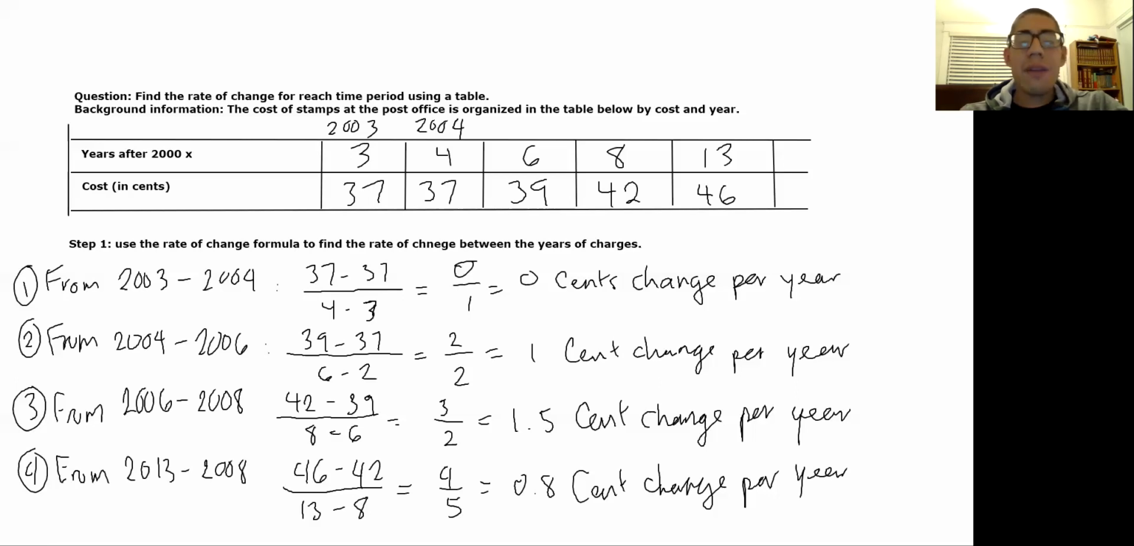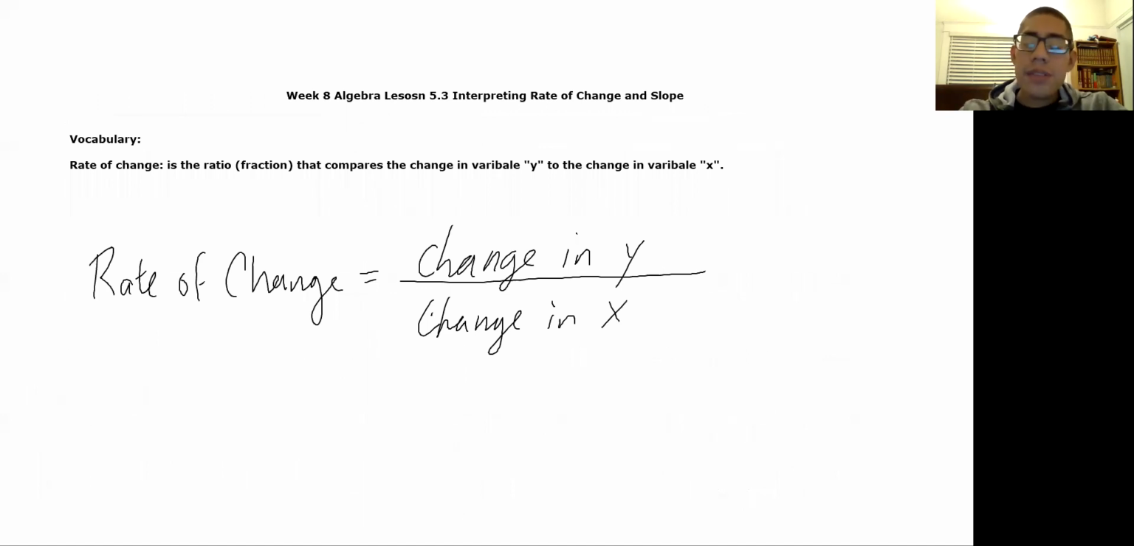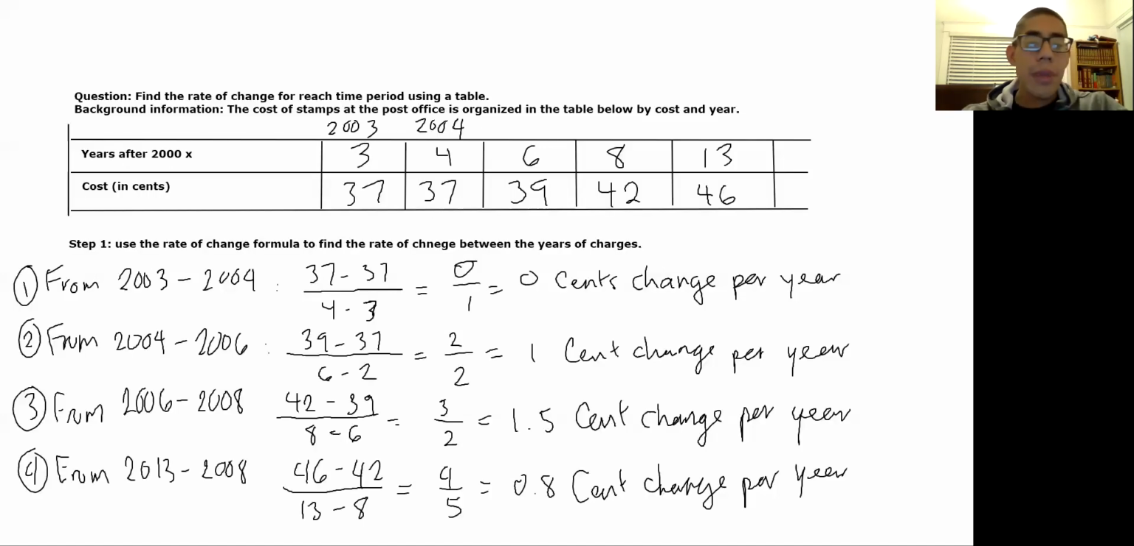Well, we're using the formula from before. So remember this formula here, the change in y over the change in x? This is what it looks like here. So we're right here, right? From 2003 to 2004, we start with the change in y. Now, remember, this is my x value right here, and this is my y value. The y value for the year 2004 is 37, and I want to find out the change, so I'm going to subtract whatever stamps cost in the year 2003, which happens to be 37.